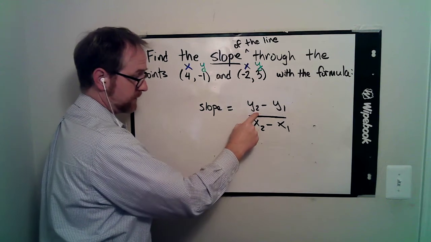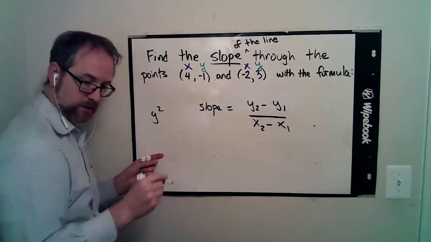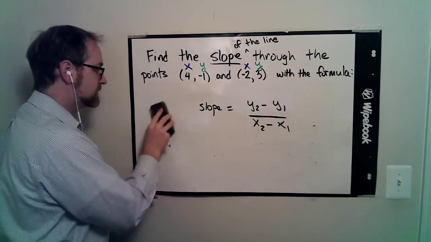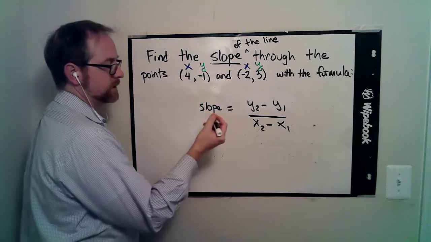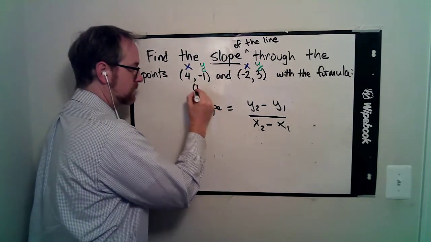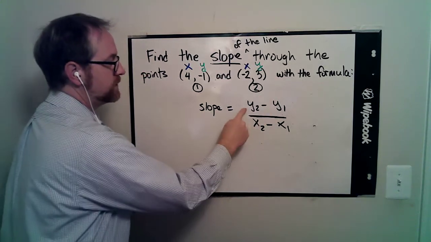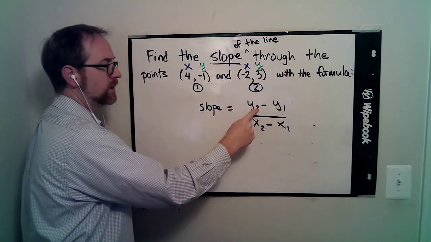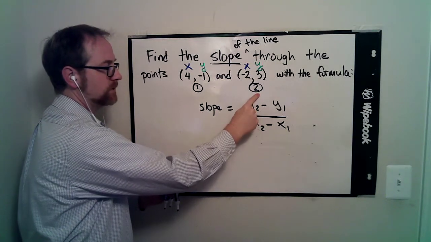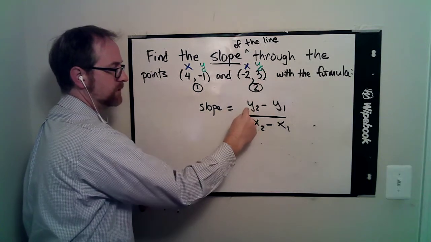This little 2 down here does not mean squared. Y squared would be like up there. It does not mean squared. It just means it's a label. It's like the second one, and this is like the first one. So let's call the first point, point 1, and the second point, point 2. So what this y2 means is it does not mean y squared. It means the y value of the second point. Here's the second point, and there's the y value of the second point. So this is 3.